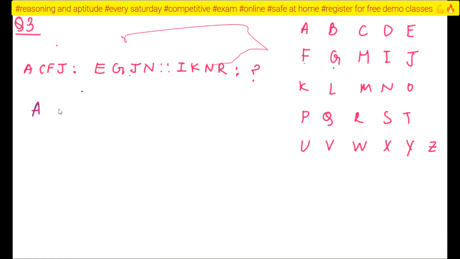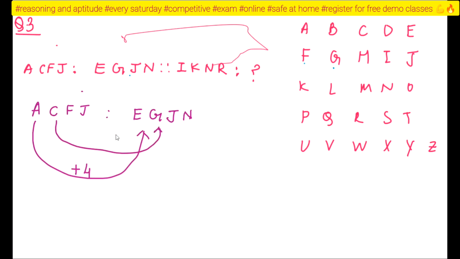I have A, C, F, J and E, G, J, N. Okay. Now see A and E. How many distance? 1, 2, 3, fourth one means plus 4. Okay. Now C to G: 1, 2, 3, 4. Is this okay? Now F to J: 1, 2, 3, 4, plus 4. And J to N: 1, 2, 3, 4, plus 4. So everything is just plus 4.